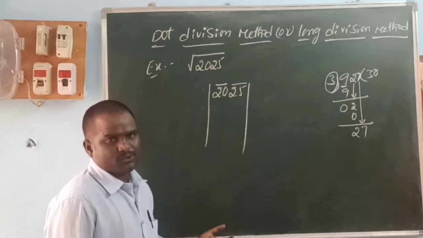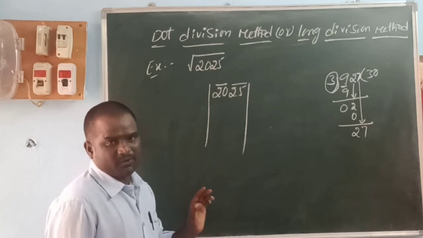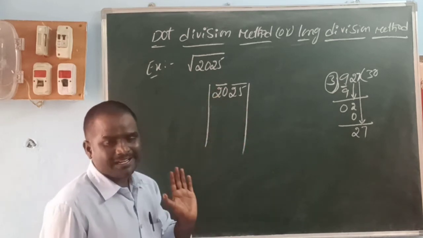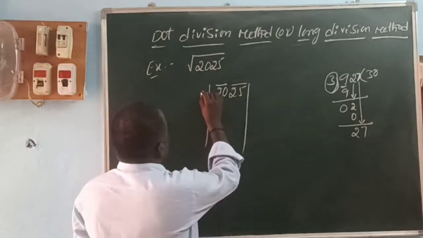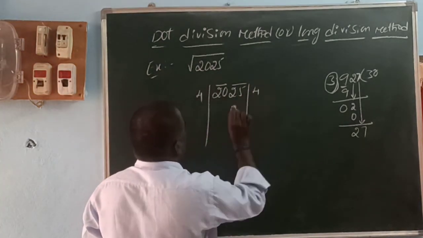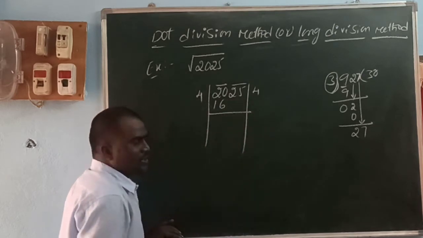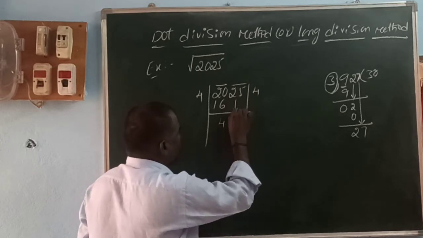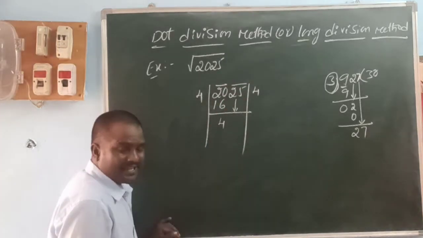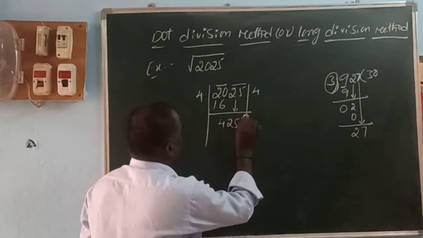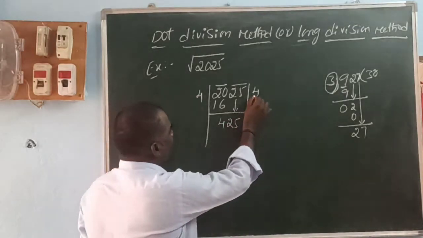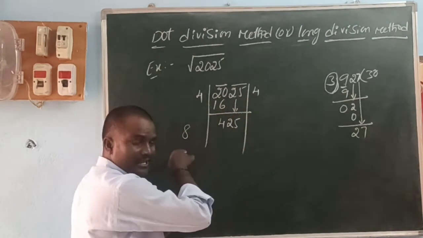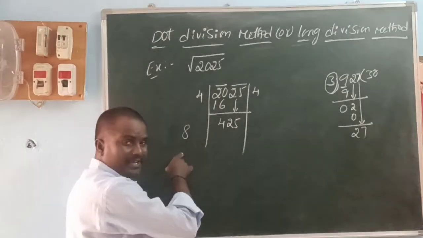Okay, what are the perfect squares? 1, 4, 9, 16, 25. Okay, 20 is nearest to which perfect square? 16. 16 how can we get? 4 4s. Okay, that means here we divide with 4, 4 4s are equal to 16. From 20 we subtract 16. We get 4. Next bring down one dot. Under the one dot how many digits are there? 2 digits. Here we can write 425. Next the double of the 4 is how much? 8. Double 4 plus 4, 8 or 4 plus 4, 8.